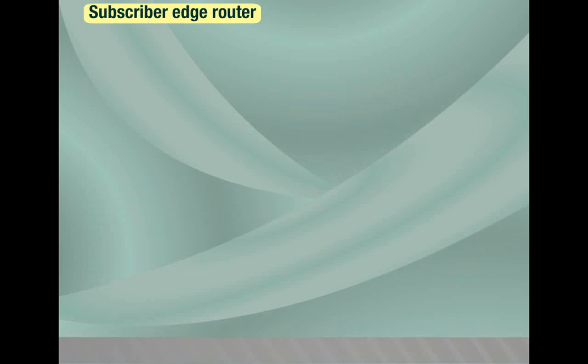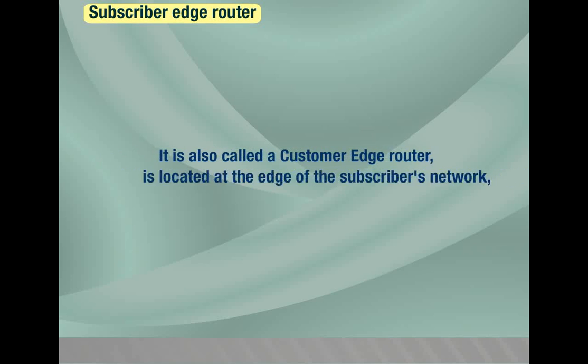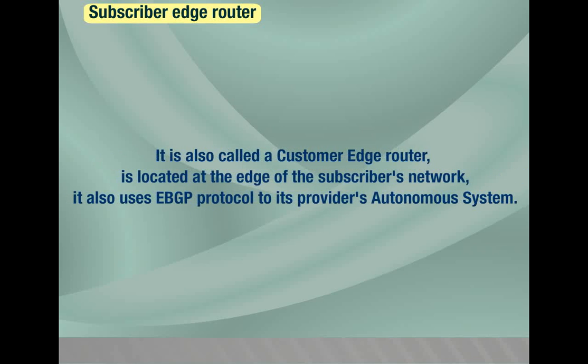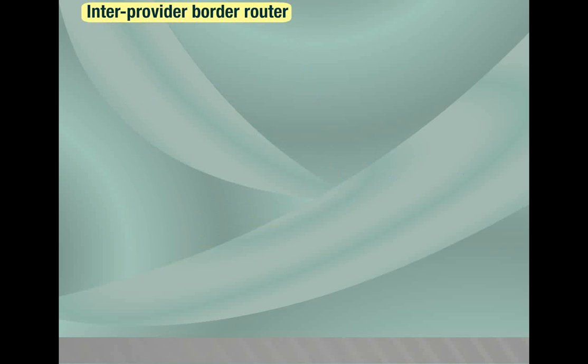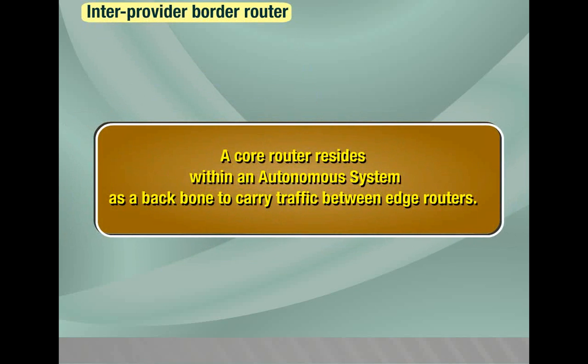Subscriber edge router. It is also called a customer edge router, and is located at the edge of the subscriber's network. It also uses the eBGP protocol to its provider's autonomous system. Inter-provider border router. Interconnecting ISPs is a BGP router that maintains BGP sessions with other BGP routers in the ISP autonomous system.